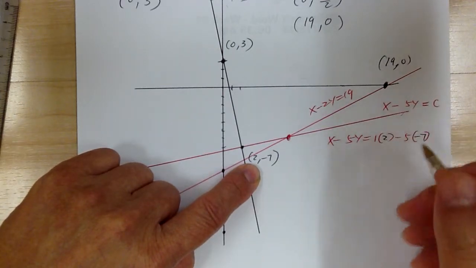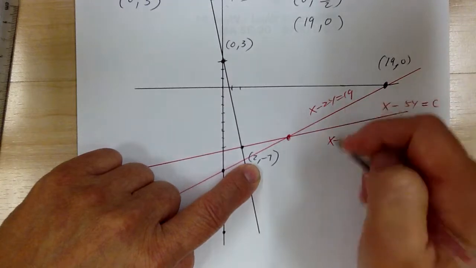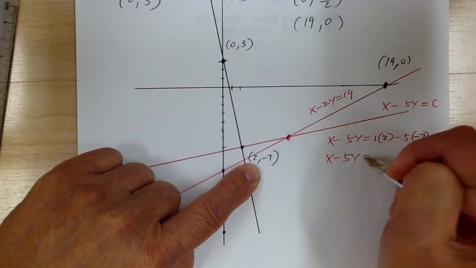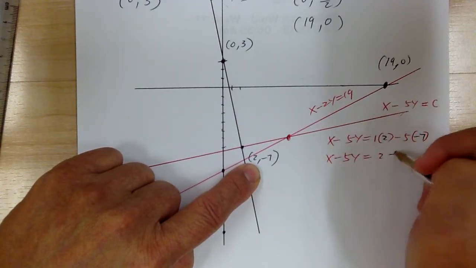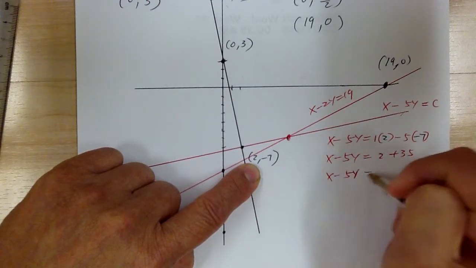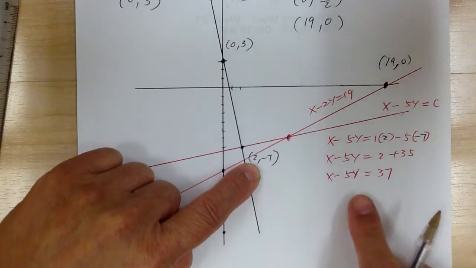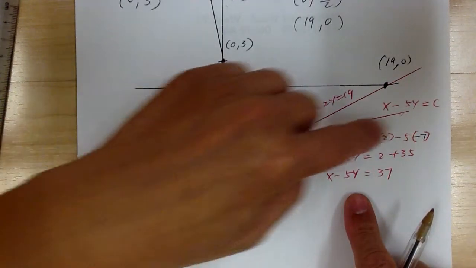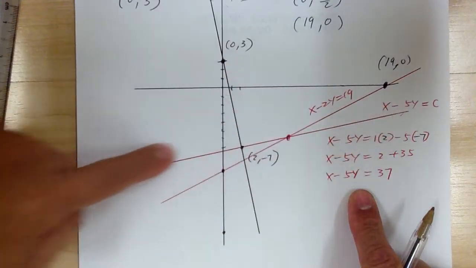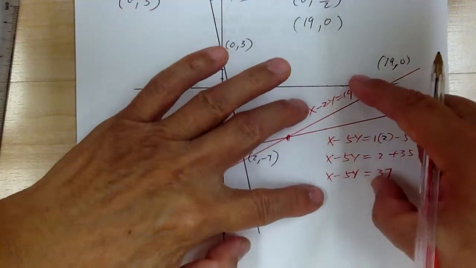So you work it out. So you're going to get x minus 5y equal to 2 plus 35. So x minus 5y equal to 37. Okay? So now this is the equation for this line, and this is the equation for this line. So use these two to solve.